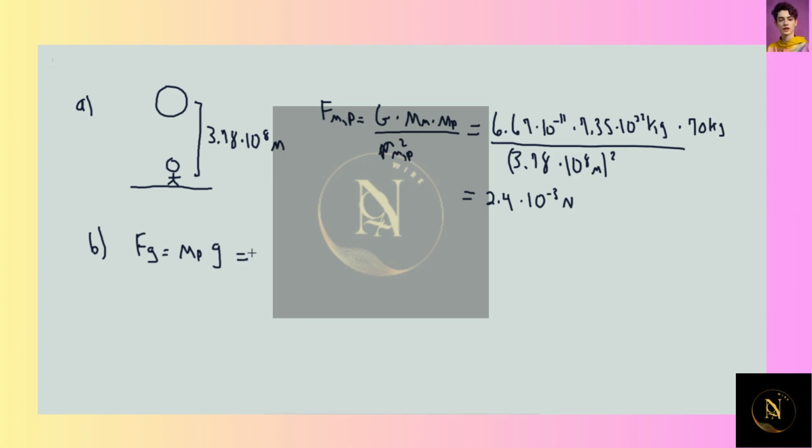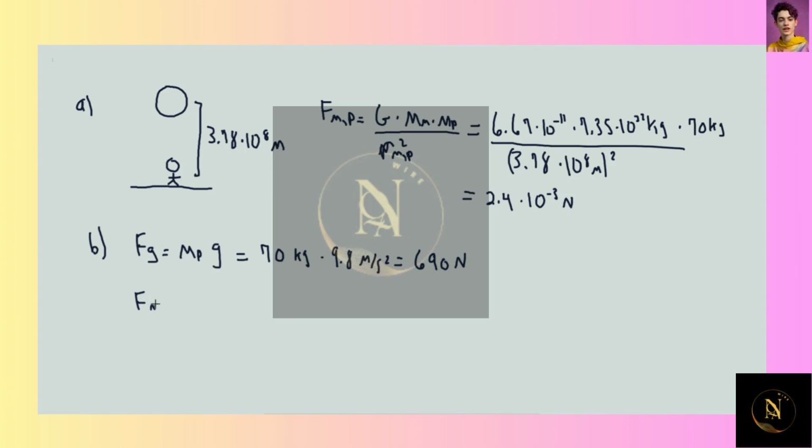So we plug in our values, so 70 kilograms again for the person, and 9.8 meters per second squared for gravitational acceleration, and we should get that that is 690 newtons. So that's the force from Earth, and we're asked to directly compare this with the force of the moon, so maybe we'll take the ratio.